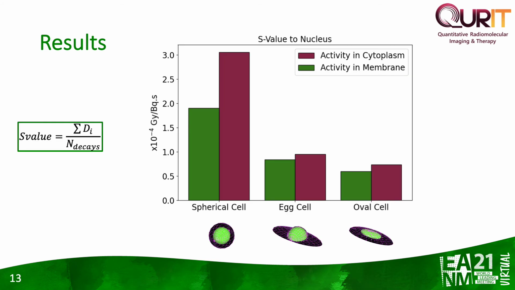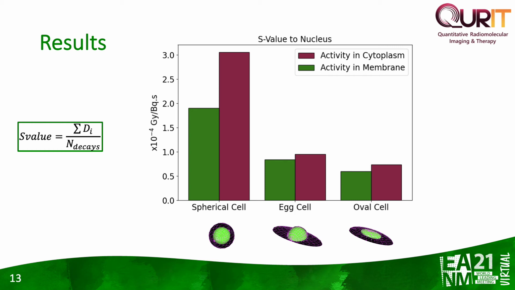Alright, so here are our results. This is a plot here of the S value to the nucleus in the 3 different cell models, from activity in the cytoplasm, which is in pink, and activity in the membrane, which is in green. So immediately, as you can see, the doses to the nucleus of the spherical cell are much larger than the doses to the nuclei of the 2 elongated models.